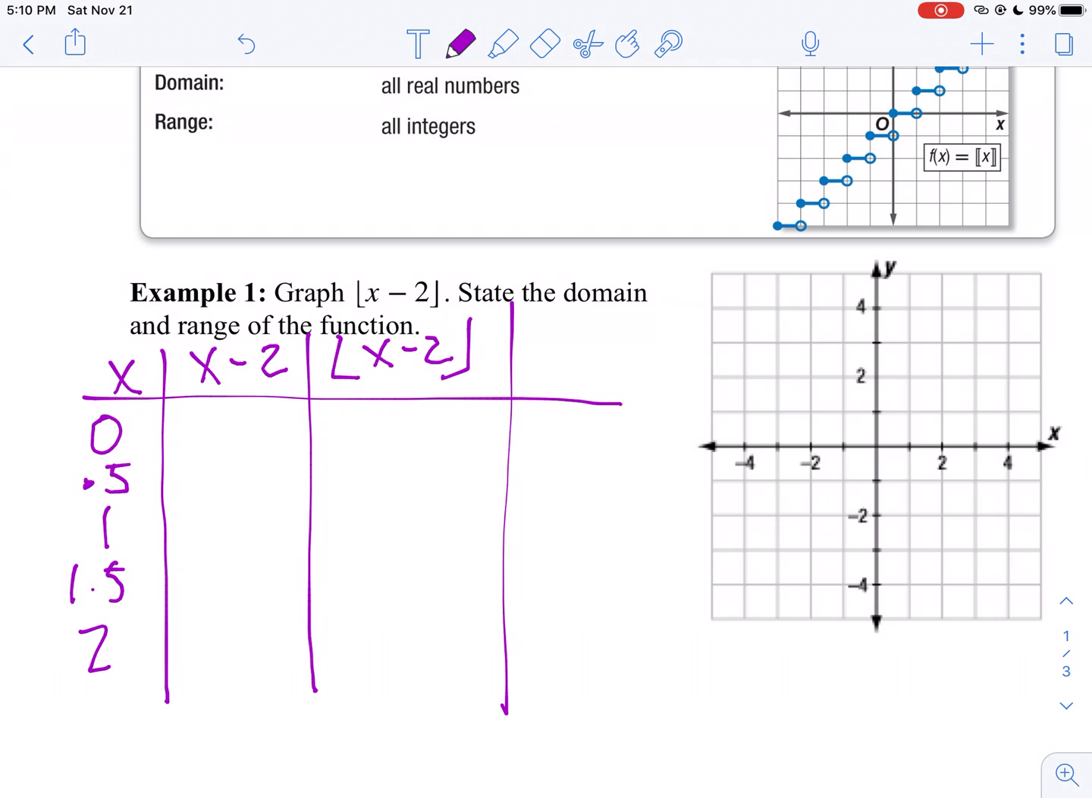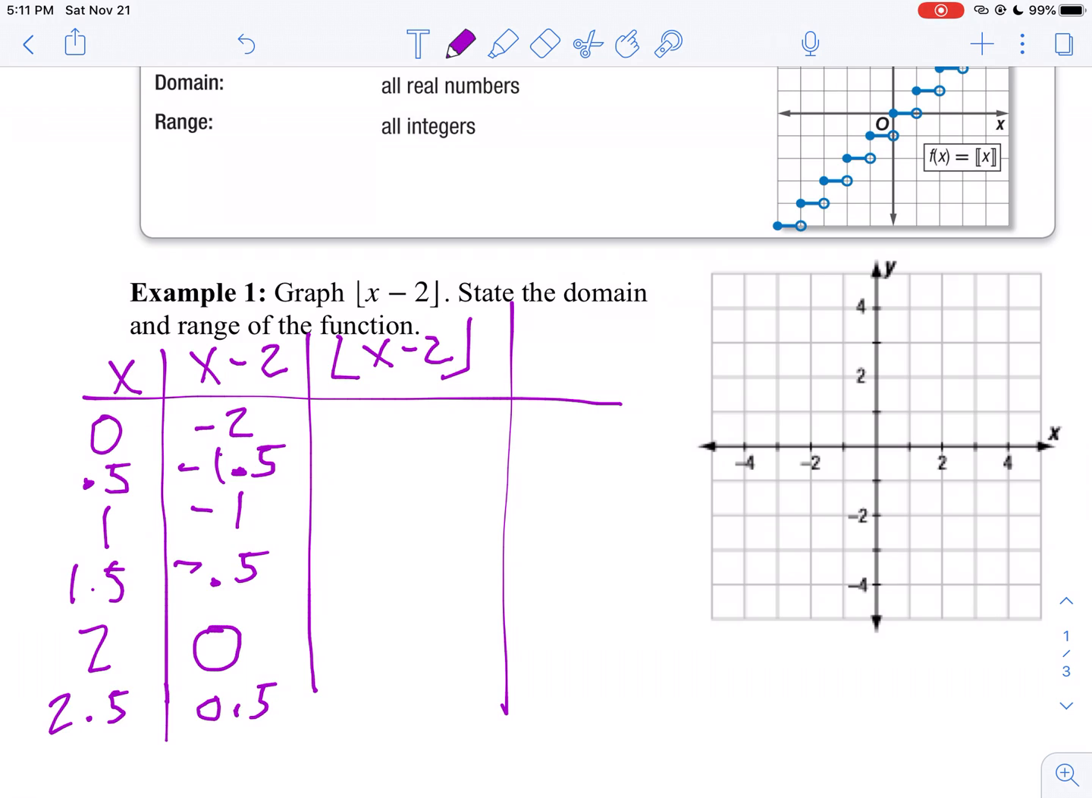Well, 0 minus 2 is negative 2. 0.5 minus 2 is negative 1.5. 1 minus 2 is negative 1. 1.5 minus 2 is negative 0.5. And then 2 minus 2 is 0. I could keep on going. In fact, I think I'll do one more just so I can get some positives in here. Then I'll go 2.5, and 2.5 minus 2 is 0.5.